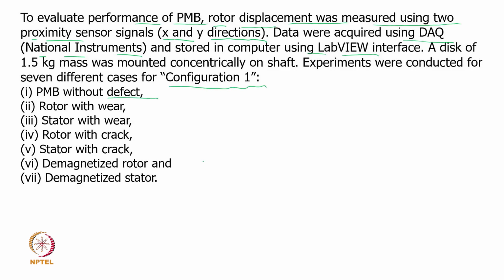And then again in this case, initially we considered 7 different cases for configuration 1: PMB without any defect, PMB with a wear mark, PMB with a stutter with a wear mark, rotor with a crack, stutter with a crack, demagnetization of rotor, demagnetization of stator. So, these were the 7 situations considered for the experimental work.